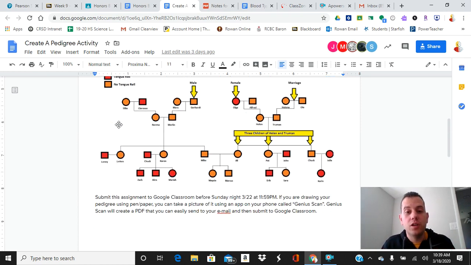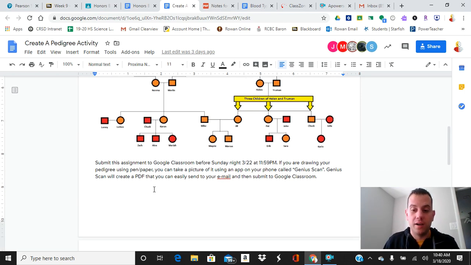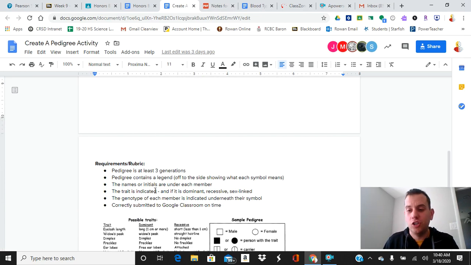You can create this either on a piece of paper, take a picture of it and scan it in to me and submit it that way, or you can do it electronically. I listed here an app on your phone called Genius Scan that I just discovered last week, and it's been very helpful for me in getting things scanned in for you guys when we were back at school, like to get the warm-ups up and everything. Genius Scan will take a PDF of the document and allow you to send that right to your email. So a really good tool there, easy for you to send. Or you can send me a picture as long as it looks nice.